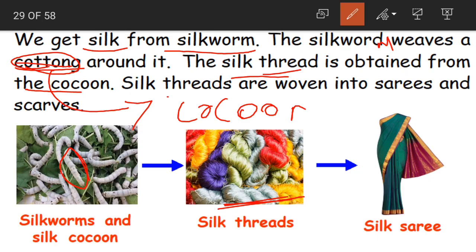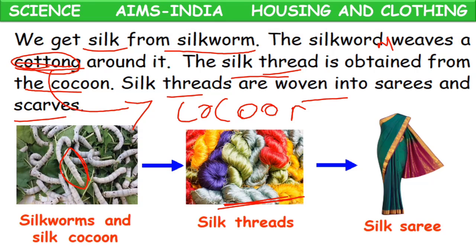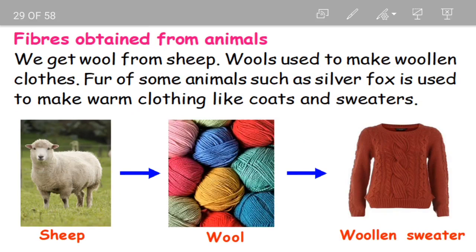Silk threads are woven into saris and scarves and different cloth materials. Mostly we use them as saris. We use silk in silk saris. Okay children, clear? So this is how we get our silk. See here, a silk sari.